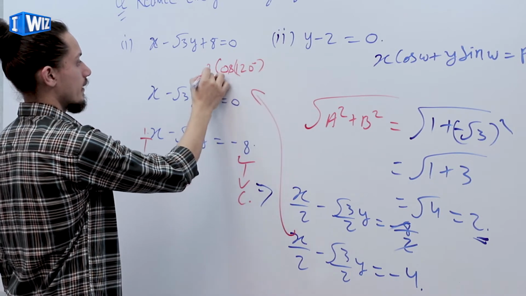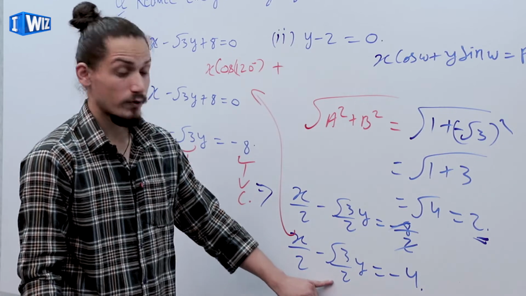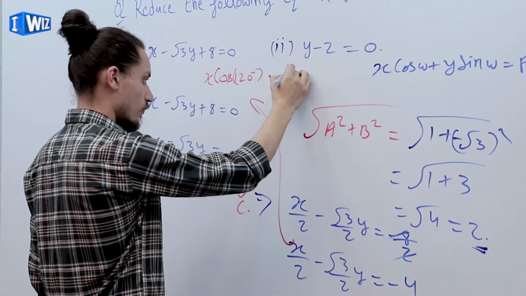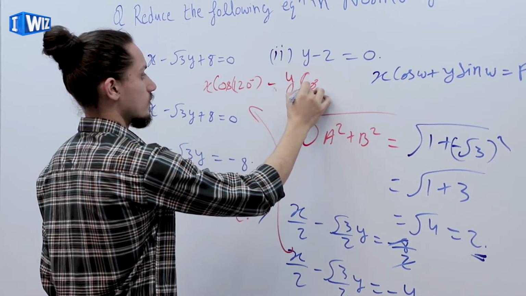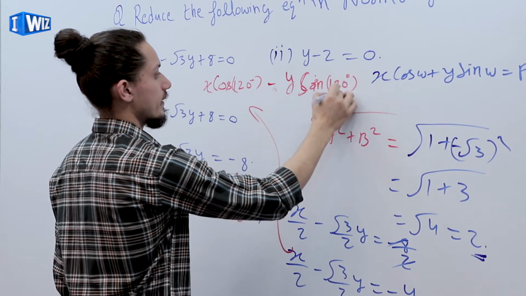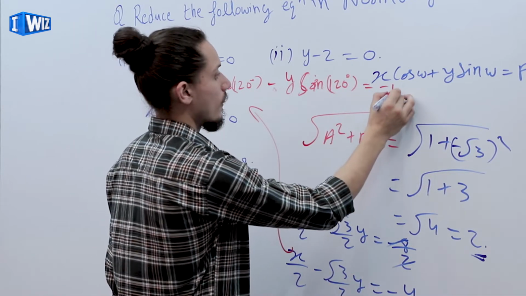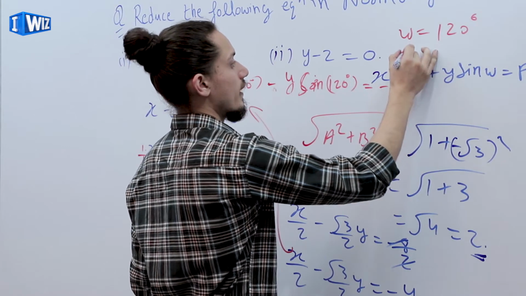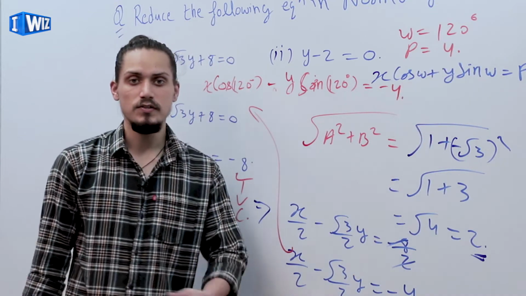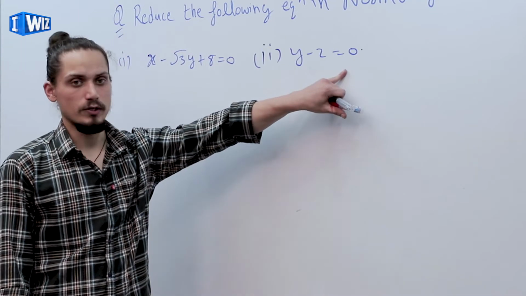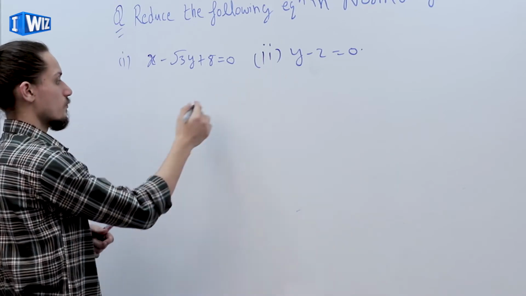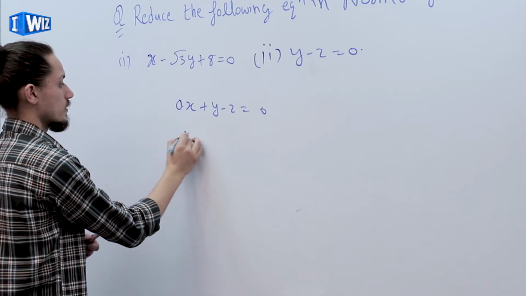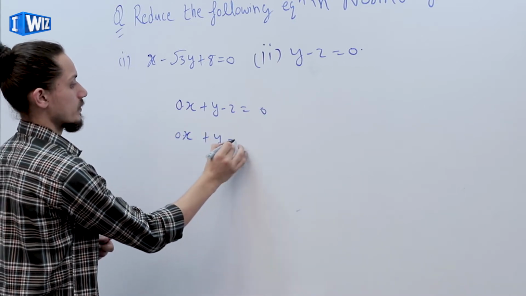So we get cos 120 degree into x plus y की भी 120 डिग्री पे वैल्यू होती है under root 3/2. So we get minus y into sin 120 degree is equal to -4. So comparing this to the equation we get omega is equal to 120 degree and p is equal to 4, and hence the result. Now the next equation is y minus 2 is equal to 0. यहाँ पे x की क्वांटिटी नहीं है, so we can write 0 into x plus y minus 2 is equal to 0 और 0 into x plus y is equal to 2.